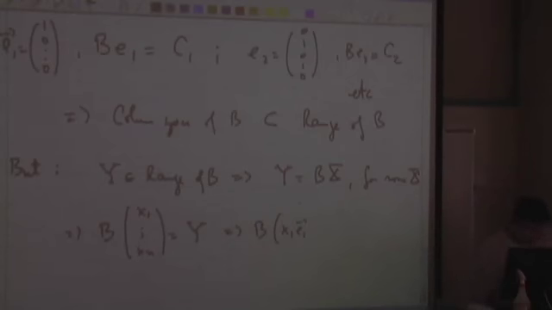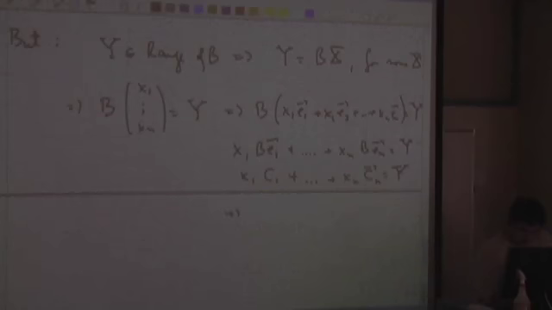And I'm going to put a vector here. x2 e2 plus xn en equals Y. And now because it's linear, you can have x1 be e1 plus x2 plus xn be en. And we just said C1 is Be1, Cn is Ben. So you see Y is in the span of C1, Cn.